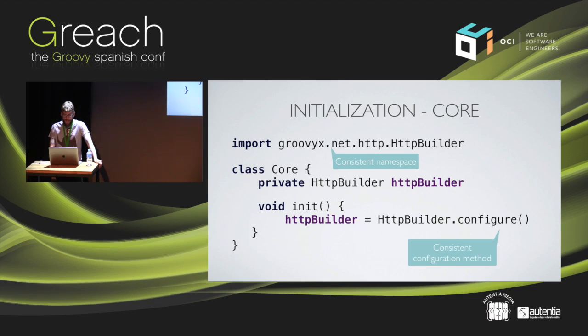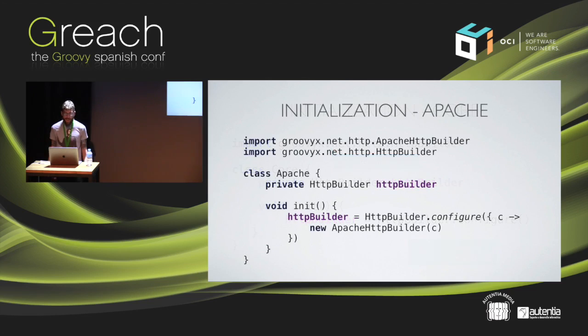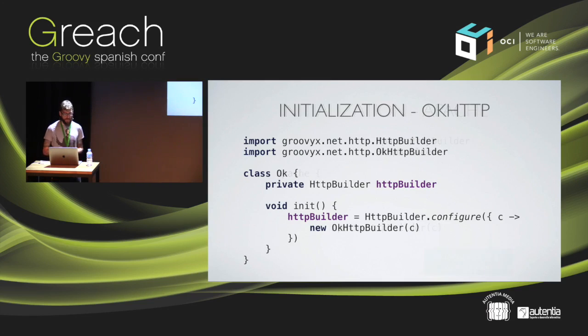If you'd like to initialize an Apache instance, it's also fairly simple. Again, same namespace, same configuration method, only this time we use a factory function or closure to basically tell it, okay, instead of the core, just use the Apache HTTP Builder client. Or instead of the Apache HTTP Builder, well, just use OK. It's really easy to switch implementations.